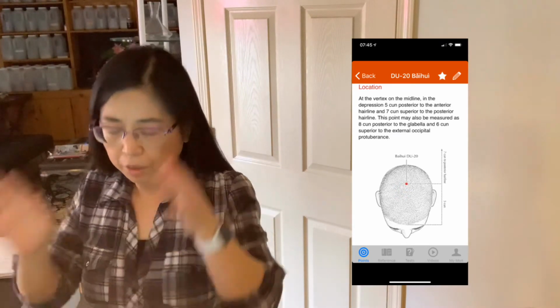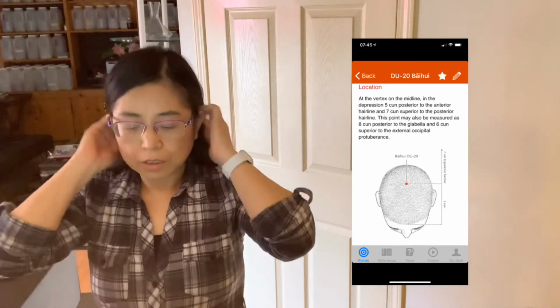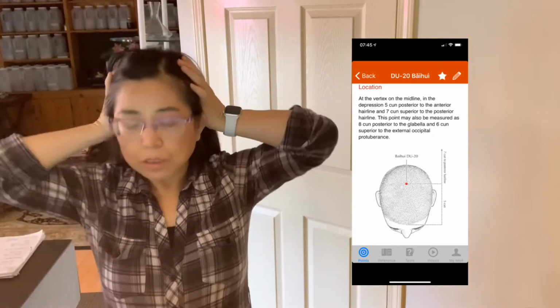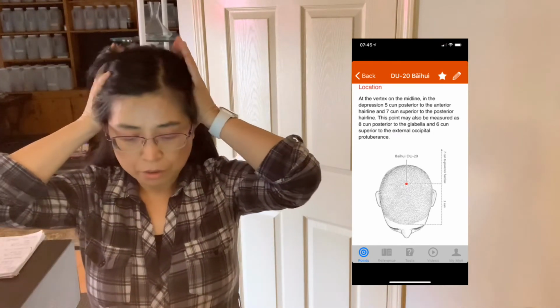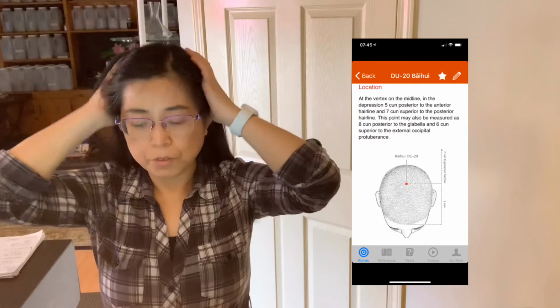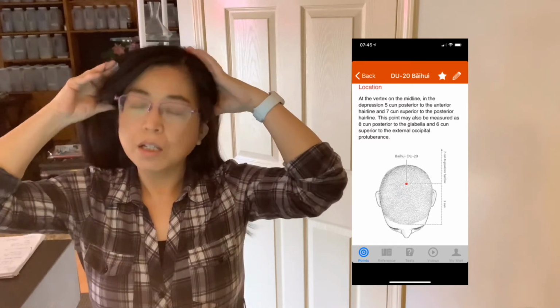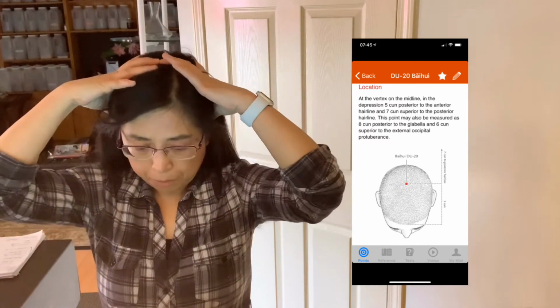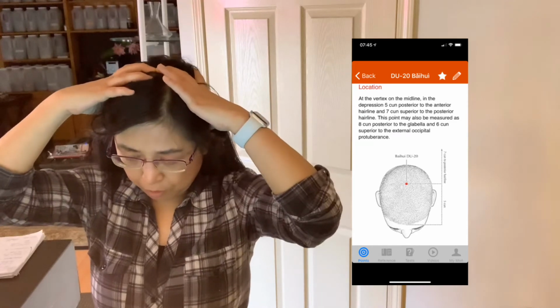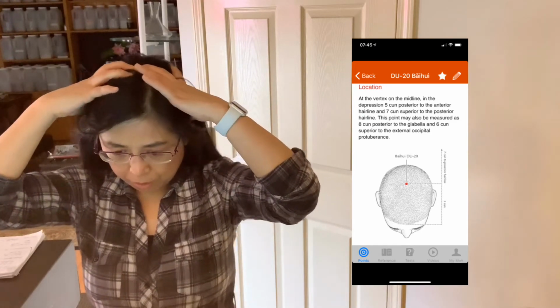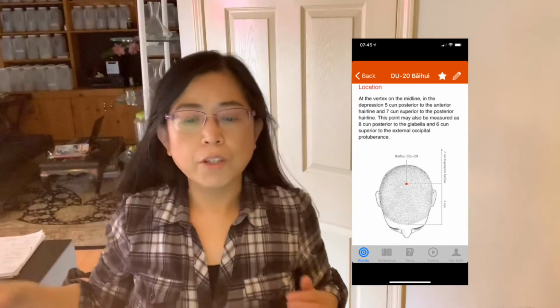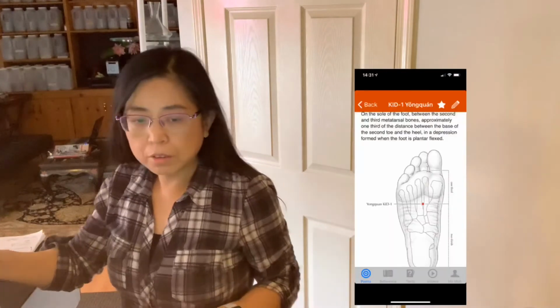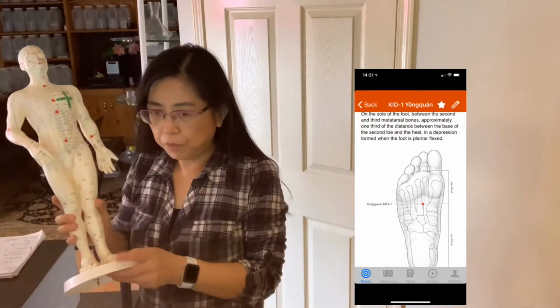Governing vessel 20 is on the apex of the head. Follow the ear to the front, and start from the apex of the ear. It goes straight up, 2 finger breadths, in the middle. That's the apex of the head. And the second one is kidney 1. Kidney 1 is on the plantar of the foot.